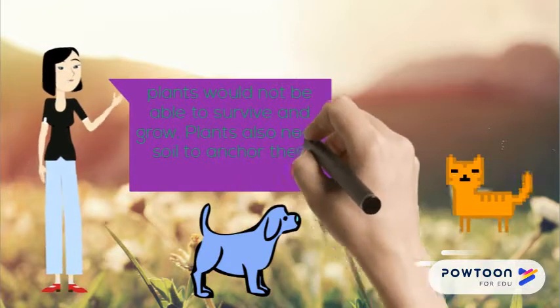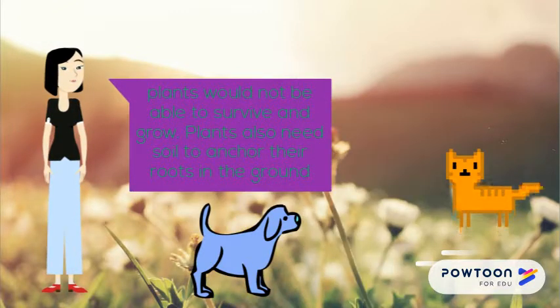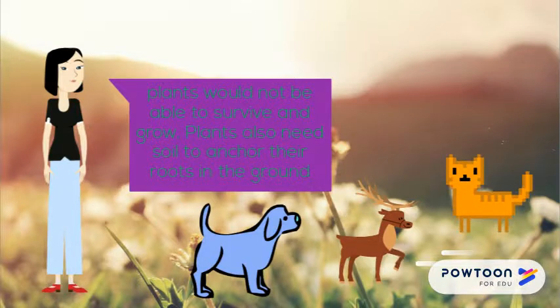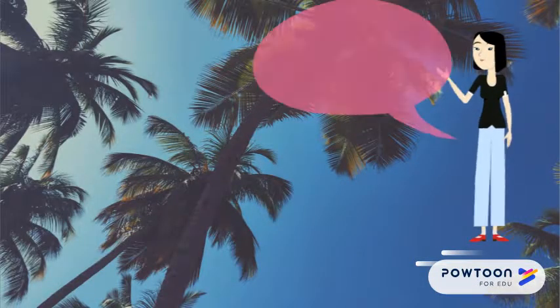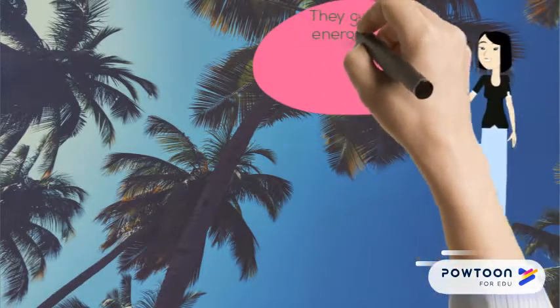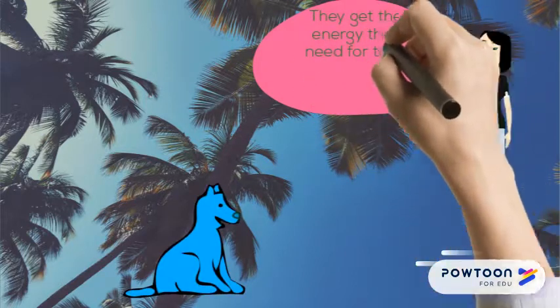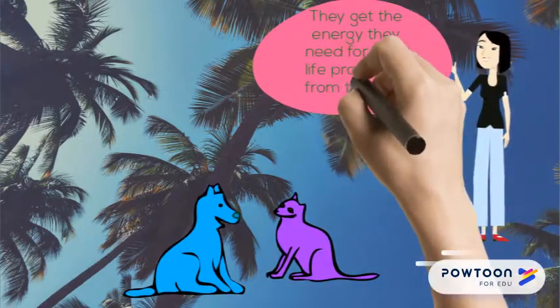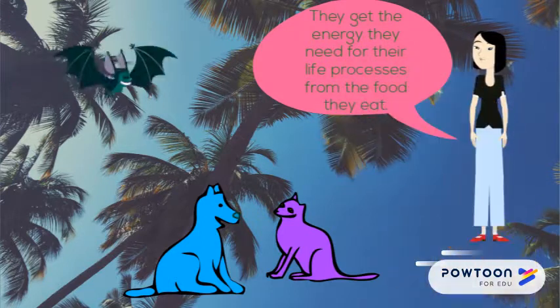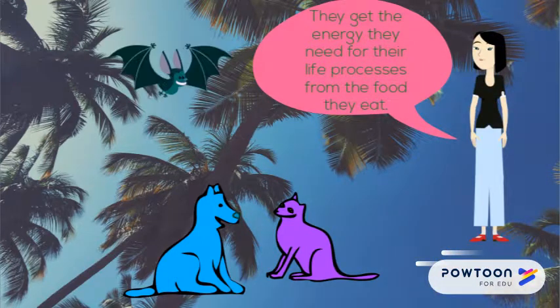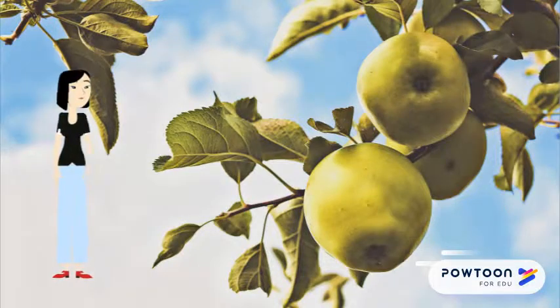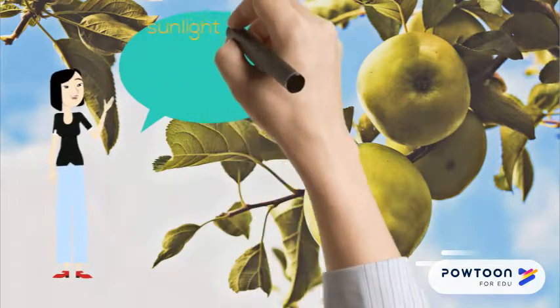Now let's also look at how animals need soil, air, water, and sunlight. Animals need to breathe in oxygen from the air and drink water to stay alive. They get the energy they need for their life processes from the food they eat. This energy passes up the food chain from plants. All animals depend on plants for food. This means that animals also depend on the soil, air, water, and sunlight that plants use to make food.